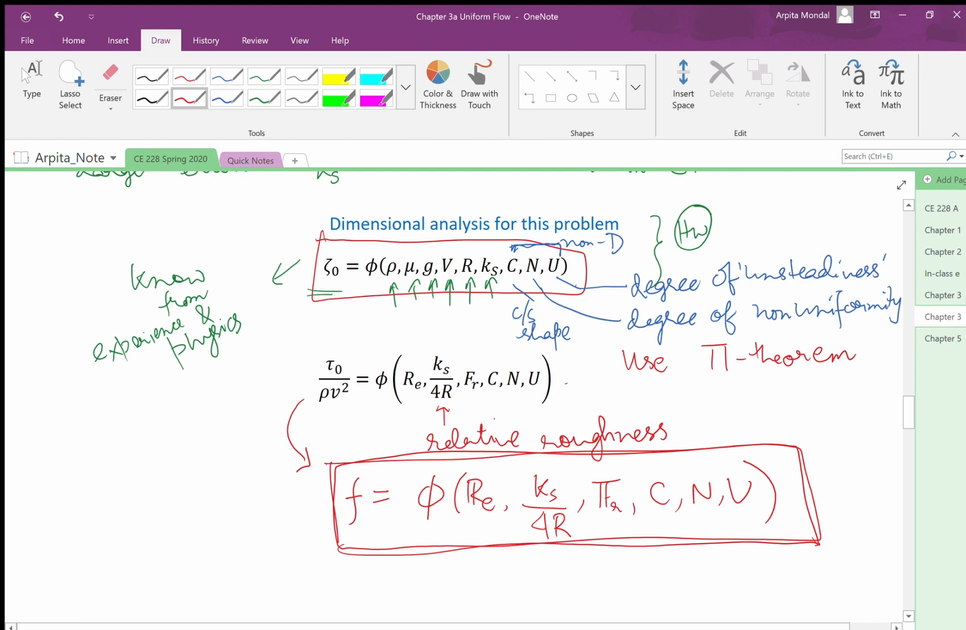and experiments, observations in real life open channels show that when you have Reynolds number very high, for large Reynolds number, which is what we see in reality in most open channels, friction factor is independent of Reynolds number.